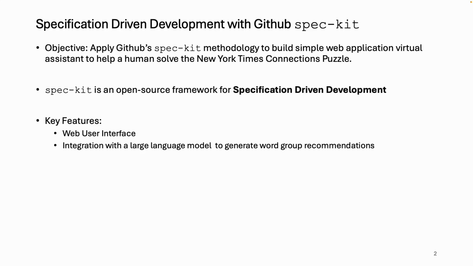The workflow starts with defining what needs to be built, the requirements and intent, then planning how to build it, creating detailed tasks, and finally implementing code, all structured such that the spec itself helps generate the usable implementation with the help from an AI code assistant. Our application has 2 key features: a web-based user interface and integration with a large language model, enabling intelligent support for puzzle solving.